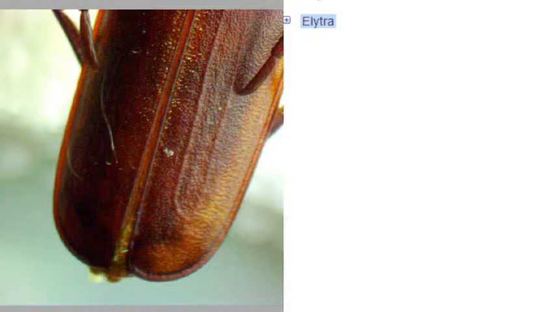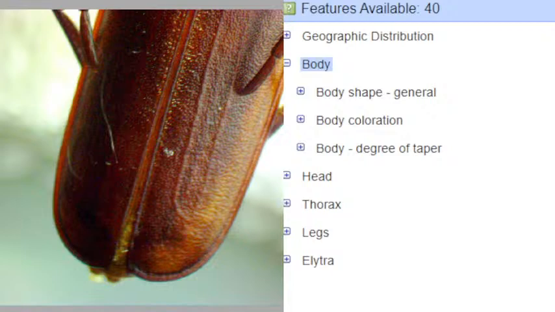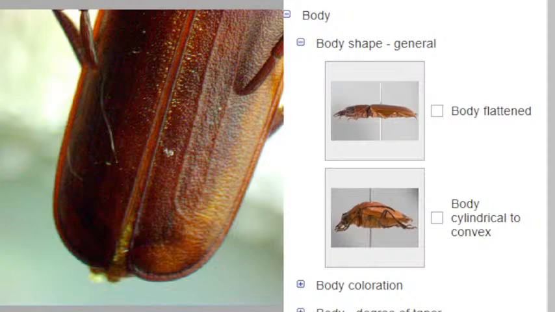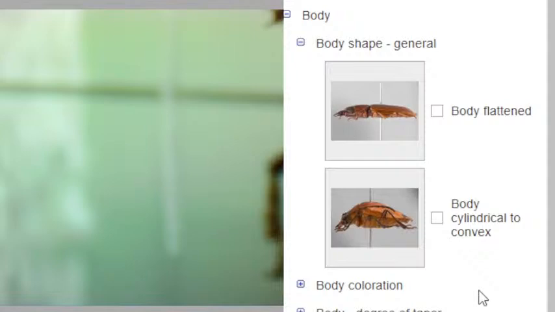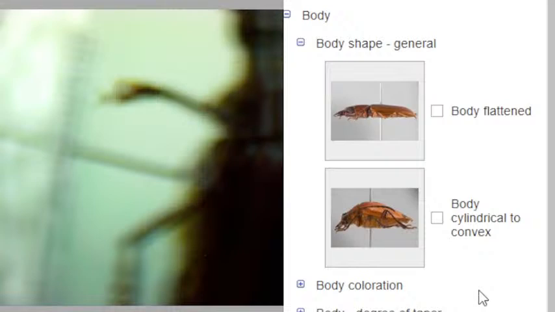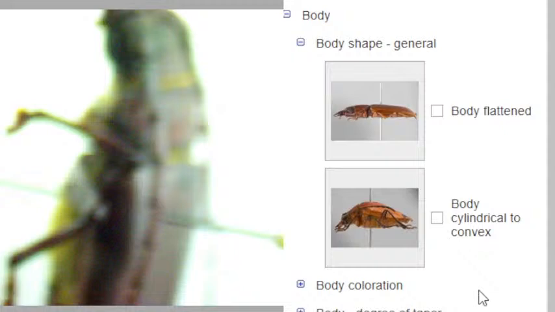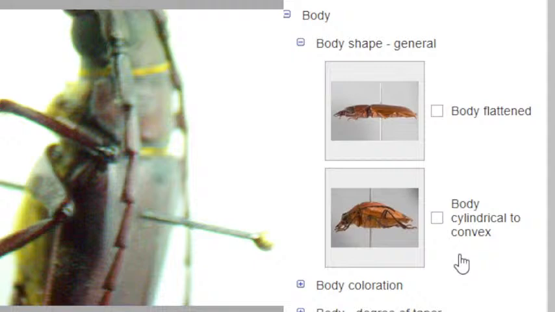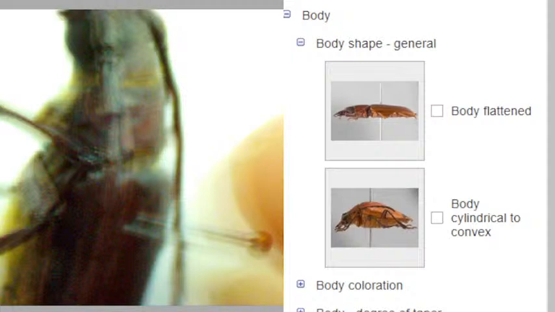All right, let's look at the body. We're going to be looking at whether it's flattened or cylindrical to convex. I can tell you right now this body is flattened, but if you want to look at it yourself, we can put it sideways on the microscope. It is a large beetle, but it is not a globular beetle. You can see that it is mostly flattened top to bottom.